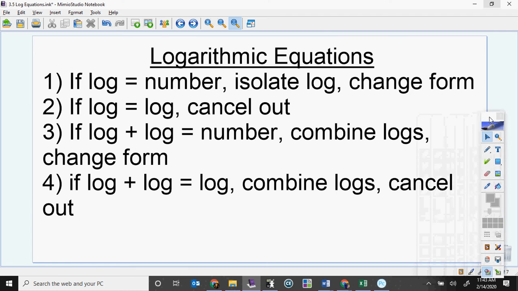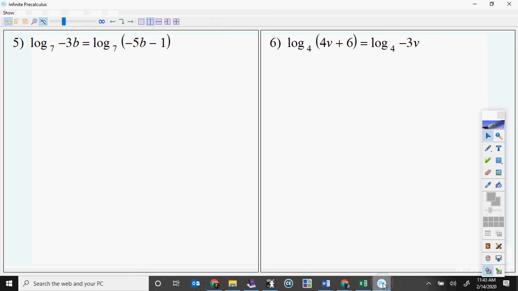Sorry, move this out of the way. If I have log plus log equals a log, I'm going to combine the two logs on the left and then cancel my logs out. All right, if that sounds like a lot, don't worry, we're going to do some examples. So, let's come back right here and let's look at these.